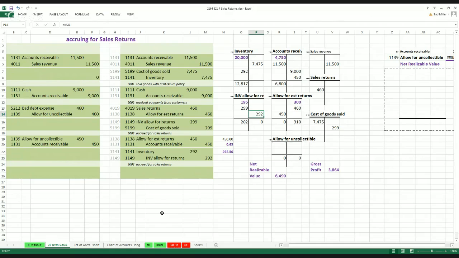I hope that helps you better understand accruing for sales returns when we have inventory involved, and we can put it back on the shelf and resell it. Thank you and have a nice day.